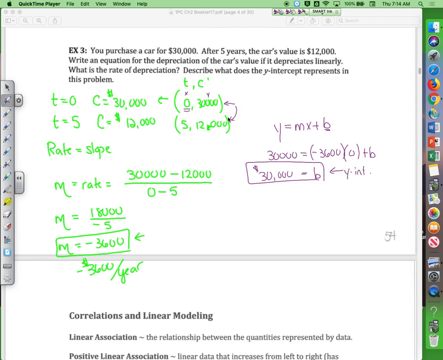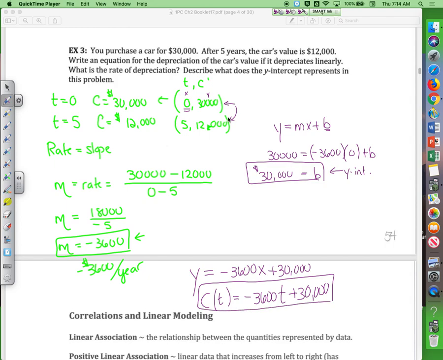So the equation for the line is this: y equals my slope, -3,600x, plus my y-intercept, 30,000. Or if we want to write it in terms of t's and c's, I guess we could say the cost with respect to time would be negative 3,600t plus 30,000. Either one is the same thing, just depending which variable you want to use.